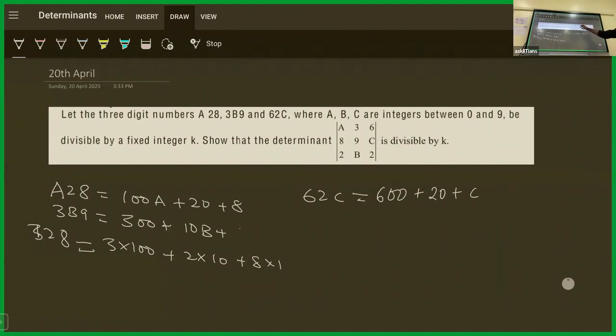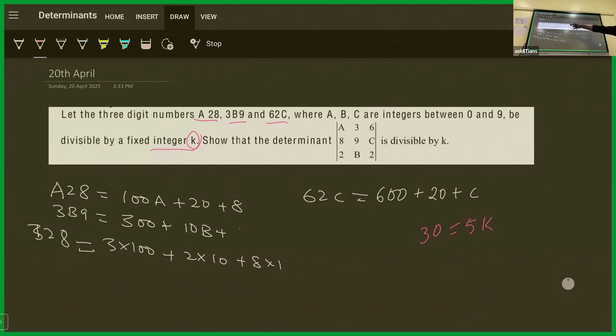Now, what else is given in the question? If you read it, it is given that all these 3 numbers are divisible by a fixed integer k. So k is an integer and they are divisible by k. Whenever a number is divisible by something, I hope you know Euclid's division lemma, right? Let's say we are given 30, and 30 is divisible by 5. So we can write it in terms of 5, like 5 into k, or 5 into 6 basically. What is the value of k here? It will be 6. So in this format we can write it.